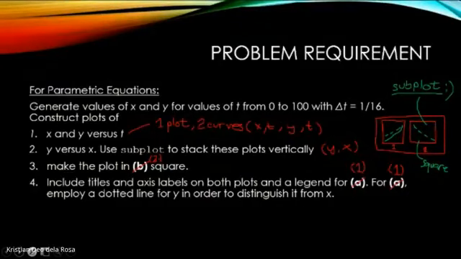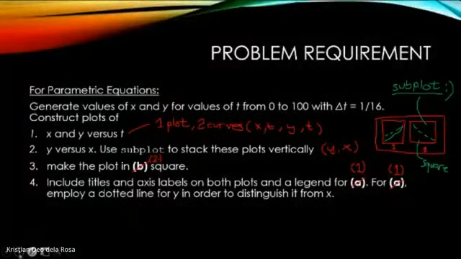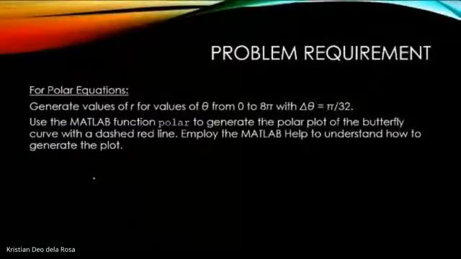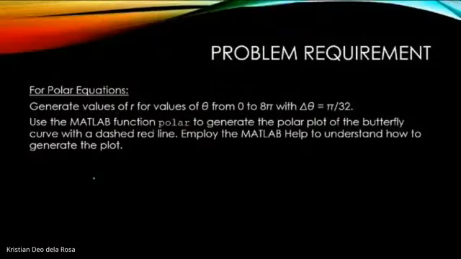Okay, so maybe I just continue. Okay, so continue tayo. Okay, so for polar equations naman, yun yung requirement natin for parametric. Next naman is meron naman tayong for polar equations. So sabi daw is generate values for r with values of theta from 0 to 8 pi, with delta theta equals pi over 32. Okay, so linspace lang yan or colon notation if you prefer.